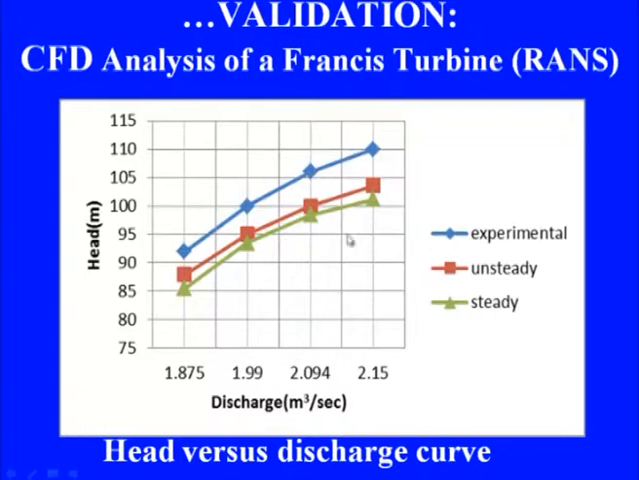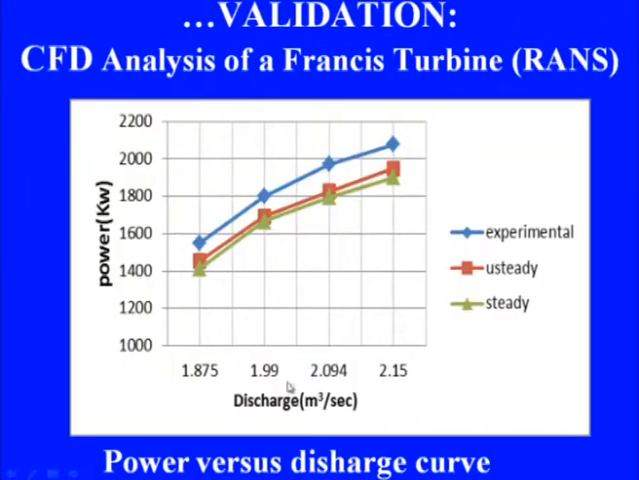You can easily see there is some difference, but the trend is fairly similar to what is shown by the actual physical experiments. The same trend could be seen with the power versus discharge curve. Again, our CFD results give us lower values of the power generated compared to the actual experimental data. In a sense, it's a good thing that we are on the conservative side.